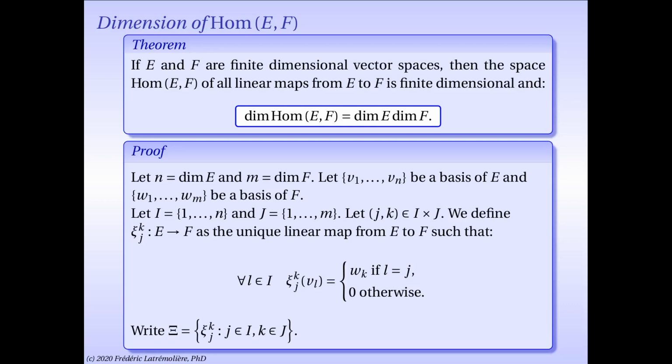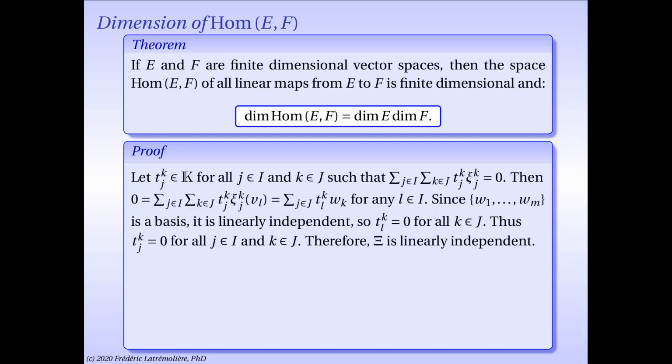I'm going to define a linear map from E to F called psi superscript k subscript j as the unique linear map from E to F such that for any L between 1 and n, if you apply this linear map psi kj to the basis vector VL, you get WK if L equals J and 0 in all other cases. So basically, this is a map that takes the vector V sub J and maps it to the vector W sub K and maps every other vector in the basis of E I have chosen here to 0. And let's write psi for the collection of all of those linear maps psi kj, where j ranges from 1 to n and k ranges from 1 to m. I wish to prove that this psi is a basis for my space of linear maps from E to F.